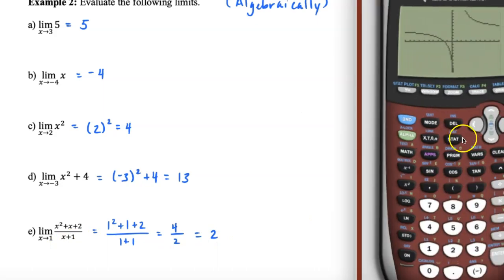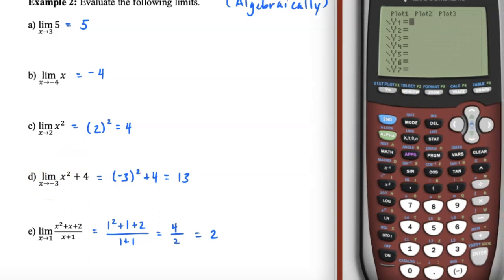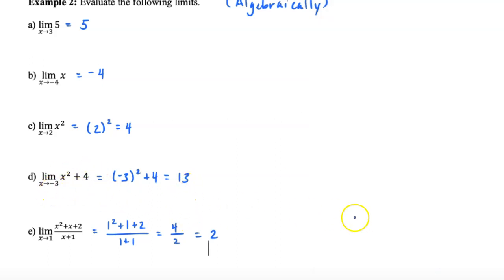If I look at this graphically, let me graph part D. I'm going to graph x squared plus 4. Use a standard window. I know that this looks like a parabola that's shifted up 4 units, x squared plus 4. And so what I'm saying is that as x approaches -3, my y value is going to approach 13. Because this is a continuous function, the limit is just equal to the function evaluated at this point.